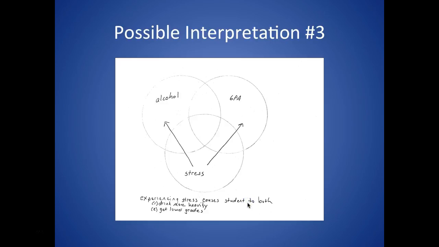Or it could be that there's some third variable. Maybe your life isn't going well and you have higher stress, and that's causing you not to study as much. Your GPA goes down. Also, you're not happy, and you make yourself feel better. You drink a lot of alcohol. So it could be that stress is causing both of these things, and actually there's no relationship in terms of causation between the alcohol use and the GPA.